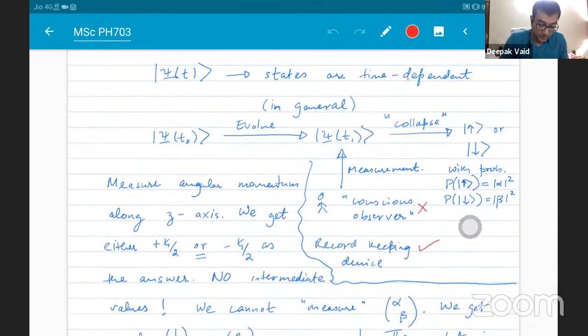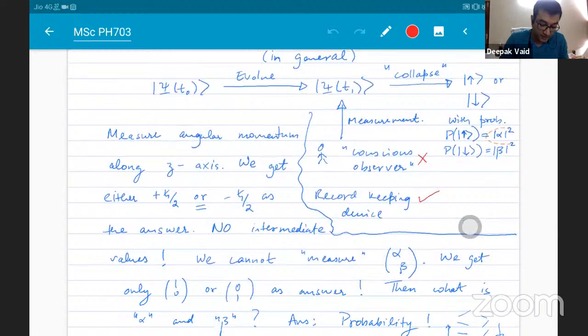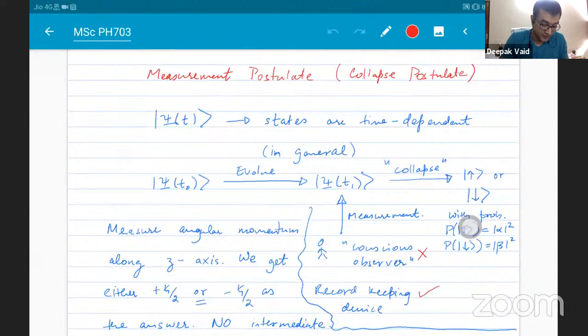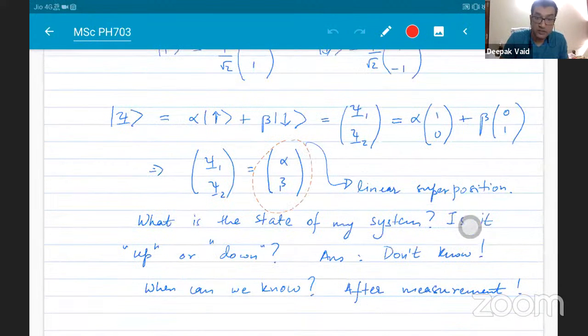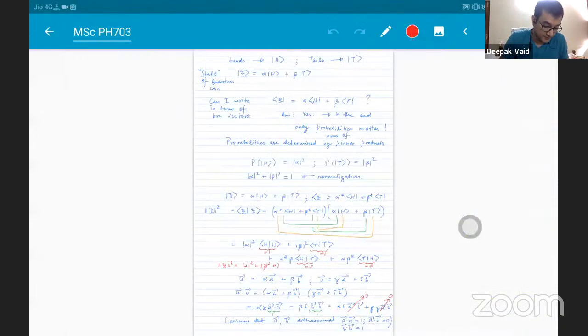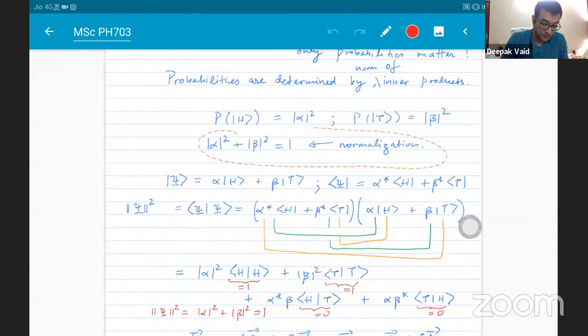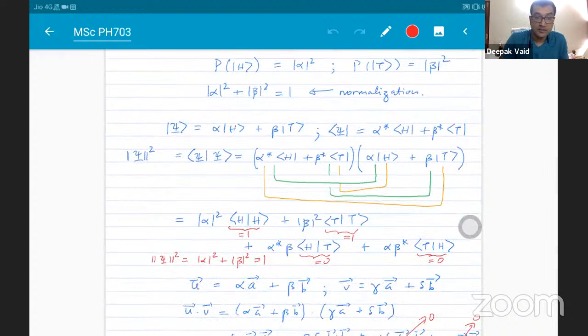And what are these probabilities given by? They are given by alpha squared and beta squared, the modulus squared of the coefficients. So that is what this alpha and beta represent physically. And so normalization of probability implies that alpha squared plus beta squared has to be 1, right?